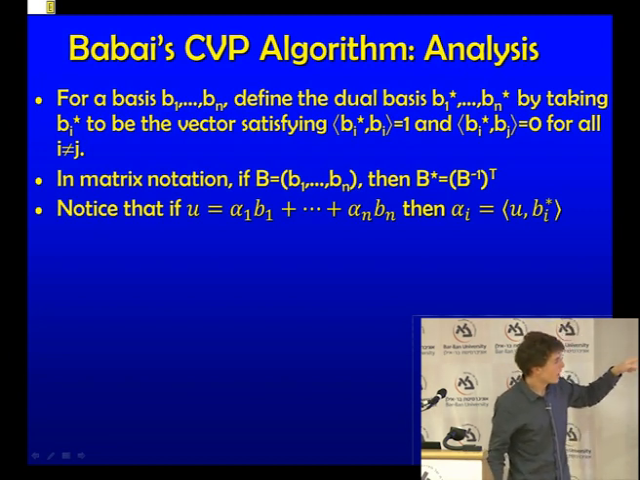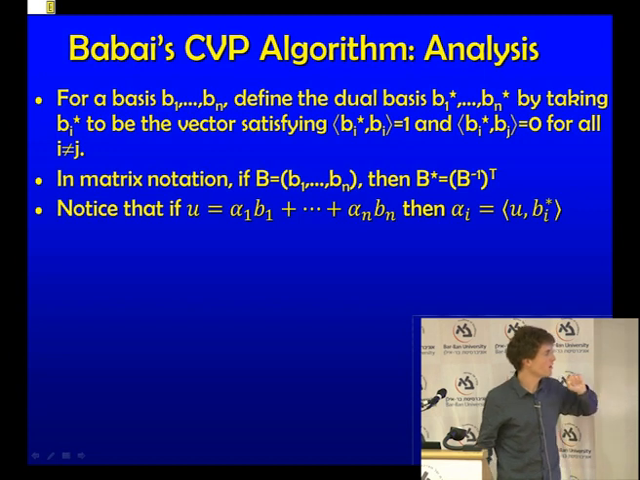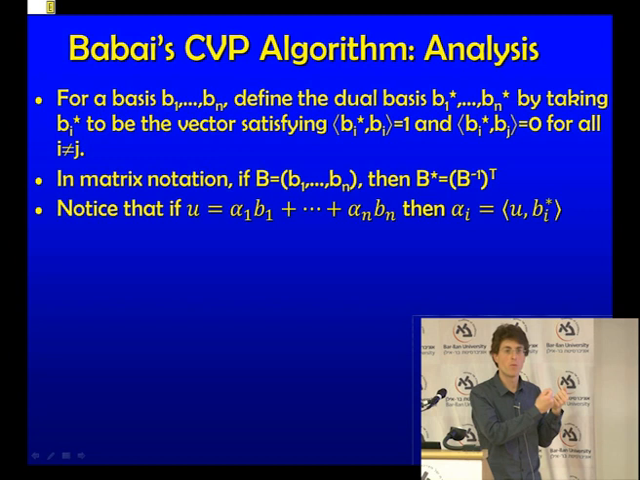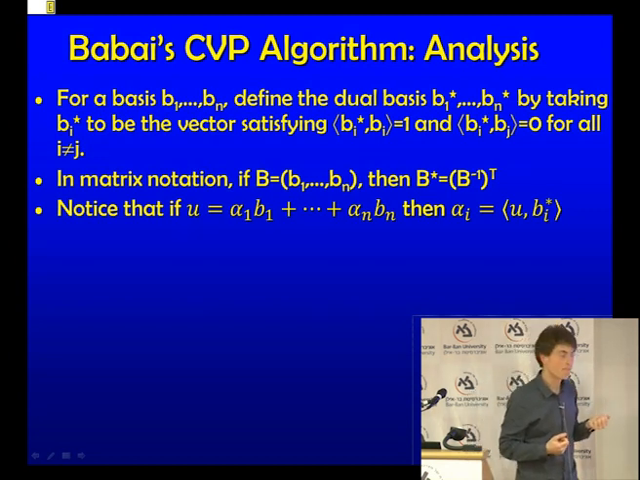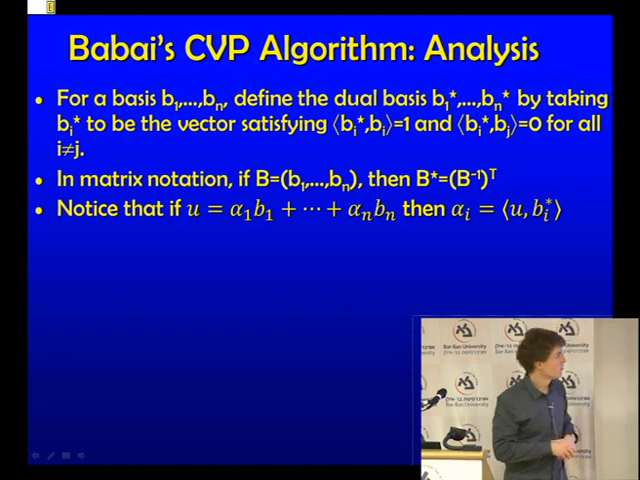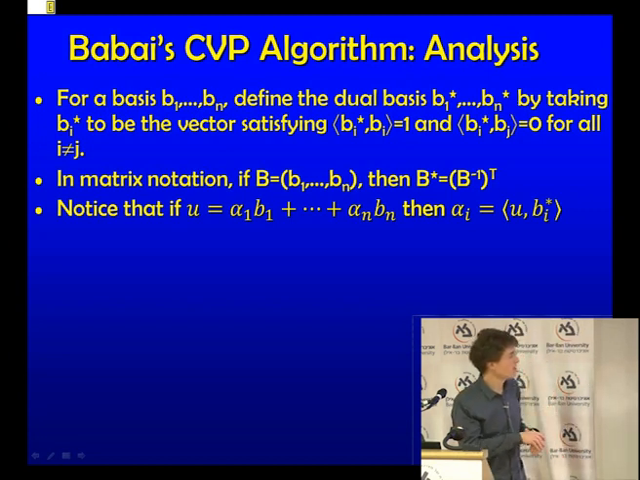Just plug in an expression for u, and you see that all the inner products of bj with bi star cancel, and the only one remaining is bi with bi star, and that's 1, so you're just left with alpha i. Okay? Good. So now you see that this dual basis allows us to extract the coefficients in the basis B. And why is that so nice?